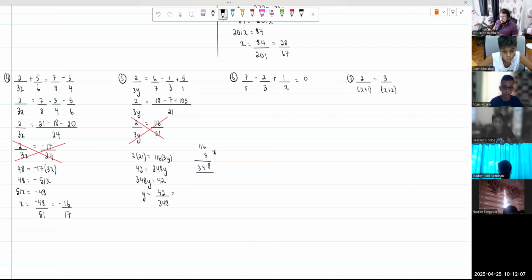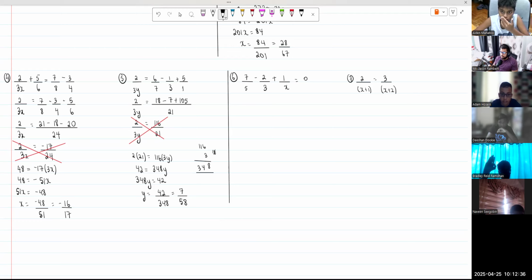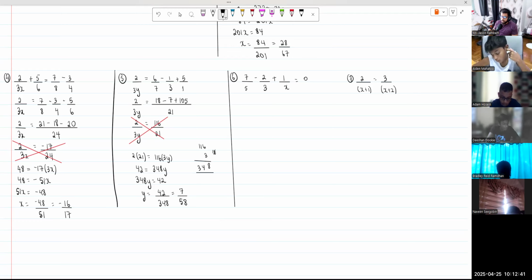And this could definitely be simplified. If you didn't simplify it, that's okay. 42 over 348 is 7 over 58. Are you cool with that? How many of you got this? Show of hands. Right? Good, good, good.